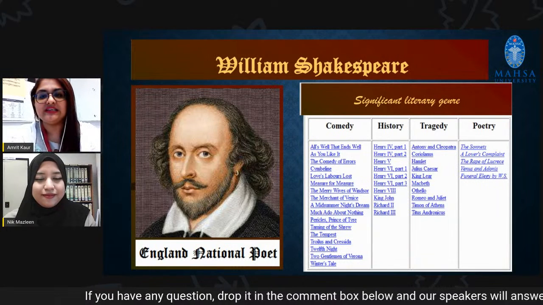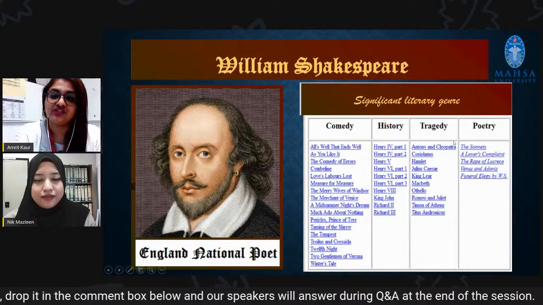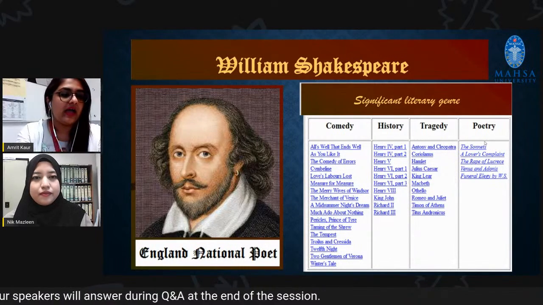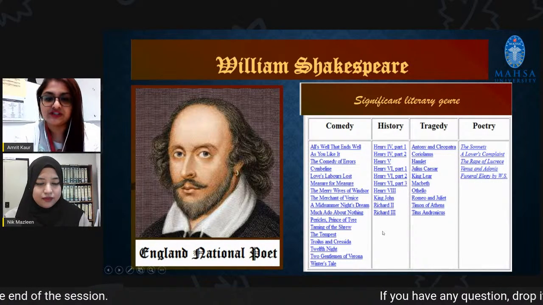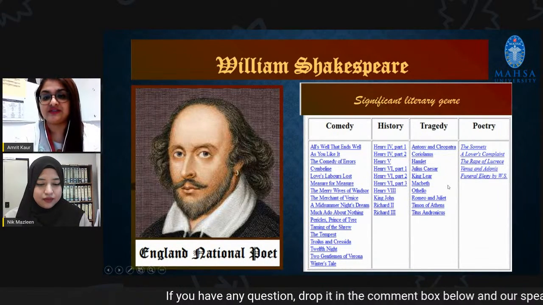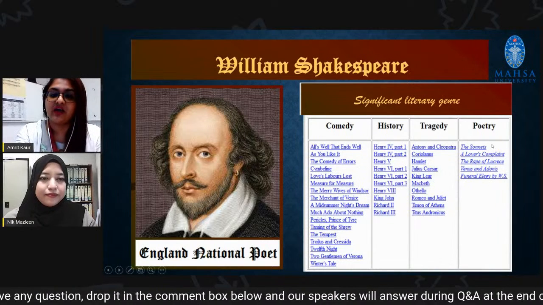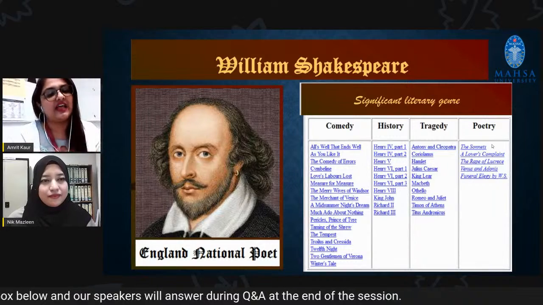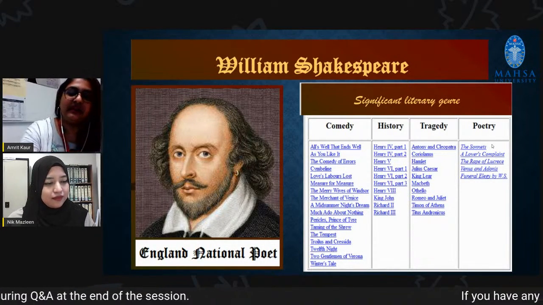You can see his significant literary genres: comedy, history, tragedy, poetry. He was quite into all of this. There are some really famous ones, especially The Taming of the Shrew, and like Maslin mentioned just now, Romeo and Juliet, and the sonnets. He had a lot of sonnets, right? How many sonnets? 154. So there were a number of sonnets and a number of poems, really brilliantly written by him.